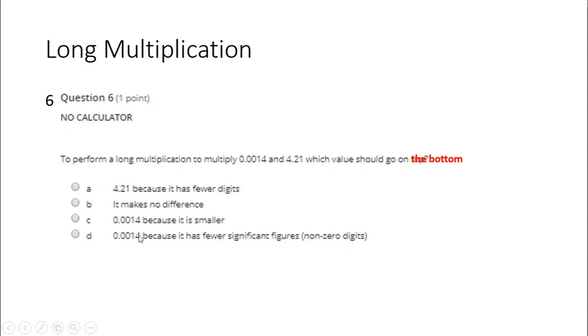So I only have 2 lines of working with this one on the bottom, whereas I would have 3 lines of working with this one on the bottom. So the correct answer, had we had the correct wording, would have been that 0.0014 should be on the bottom. And not just because it's smaller, but because it has fewer significant digits, fewer non-zero digits to multiply through.